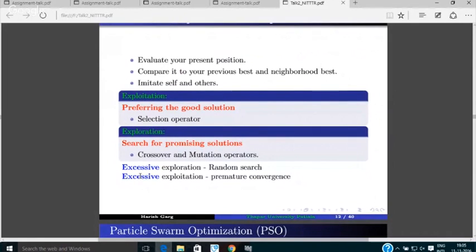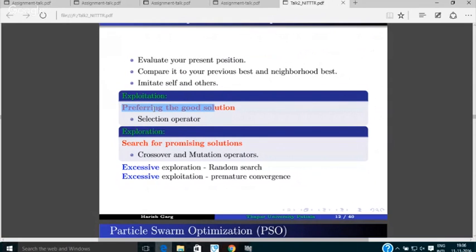Now, there are two basic terms which I've used in swarm intelligence or computational intelligence. One is called exploitation and the second is exploration. Exploitation means preserving the good solution, because once we find a good solution and if we remove it, then it's a big task to find the best solution again.